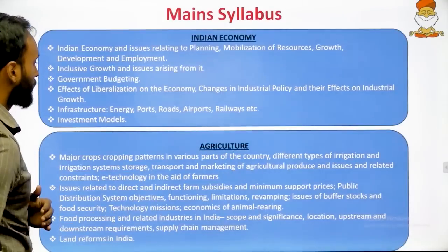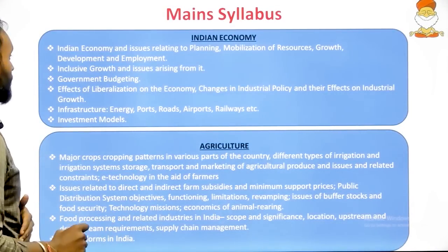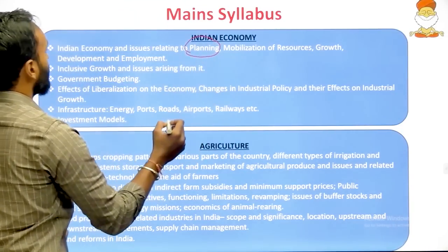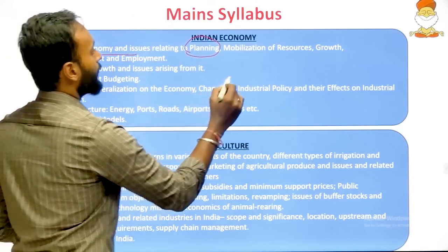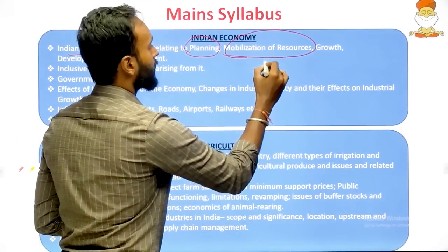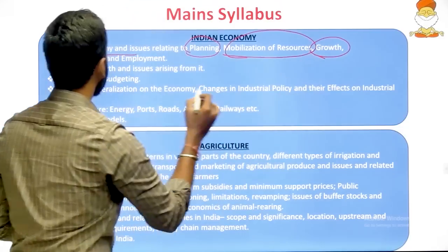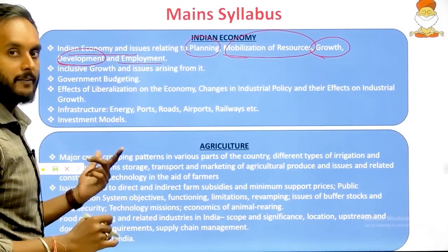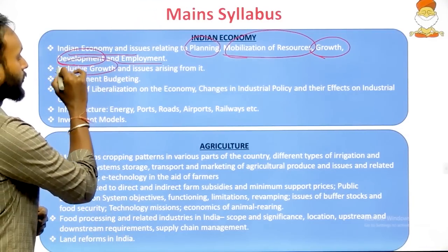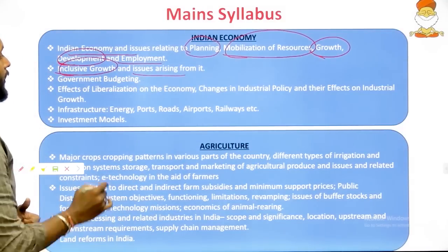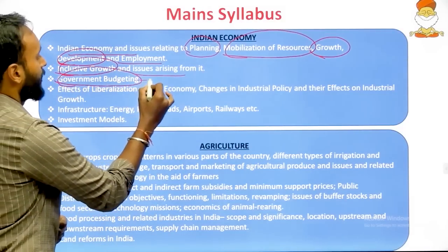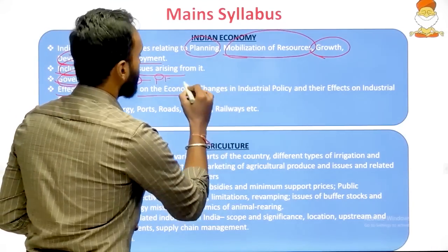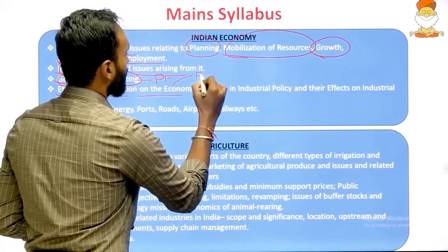If you notice here with respect to the economy, we have talked about planning, we have talked about the issues of the economy, and we are talking about the mobilization of resources with respect to infrastructure. We are talking about growth, development and employment. See if these keywords have come into place. Then we spoke about inclusive growth and the challenges and issues arising out of it. We have spoken about government budgeting as a part of public finance. Then we will be talking about the liberalization of the economy with respect to the external sector.